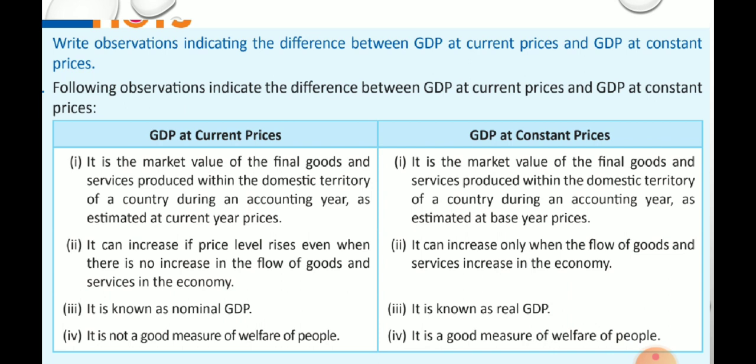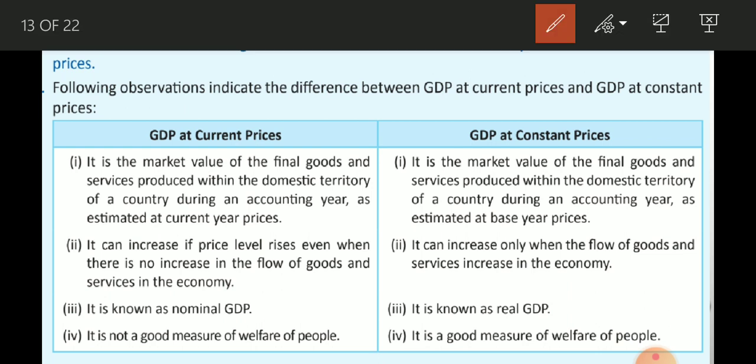Now it is very, very important from the board point of view, so note it down in your copy also and learn it properly. What is the difference between GDP at current price and GDP at constant price? So GDP at current price is known as nominal GDP, students.